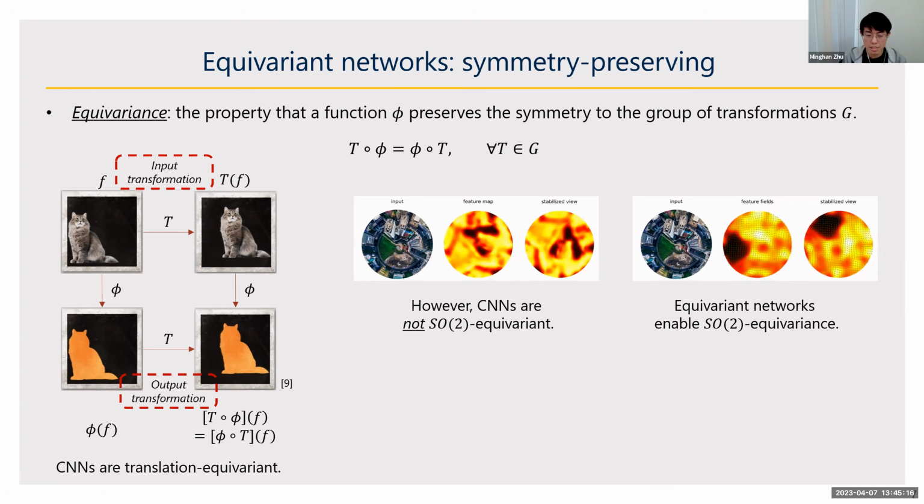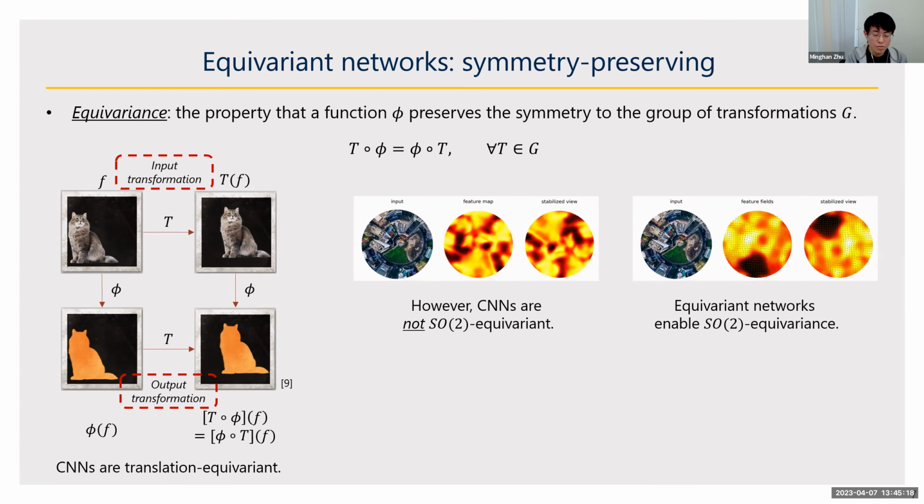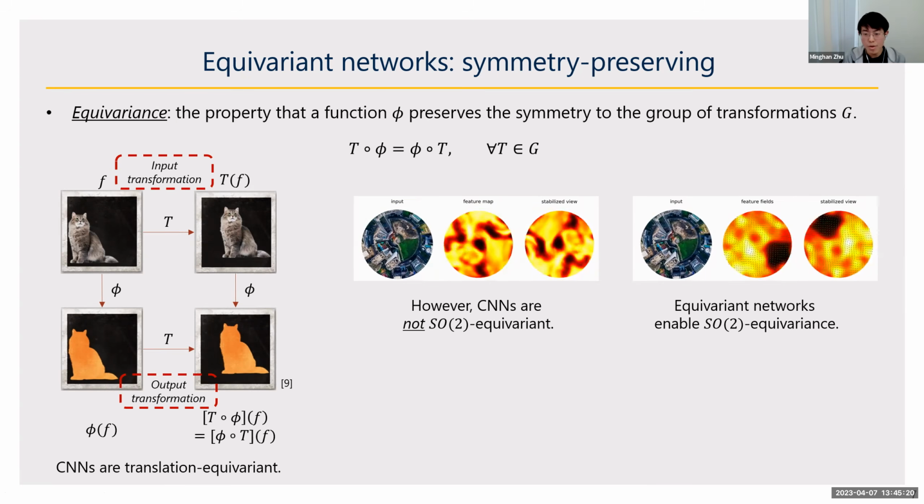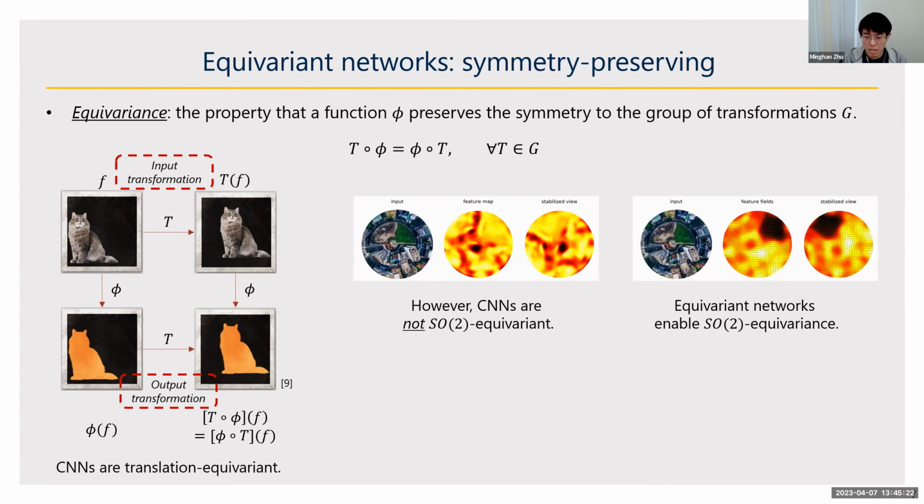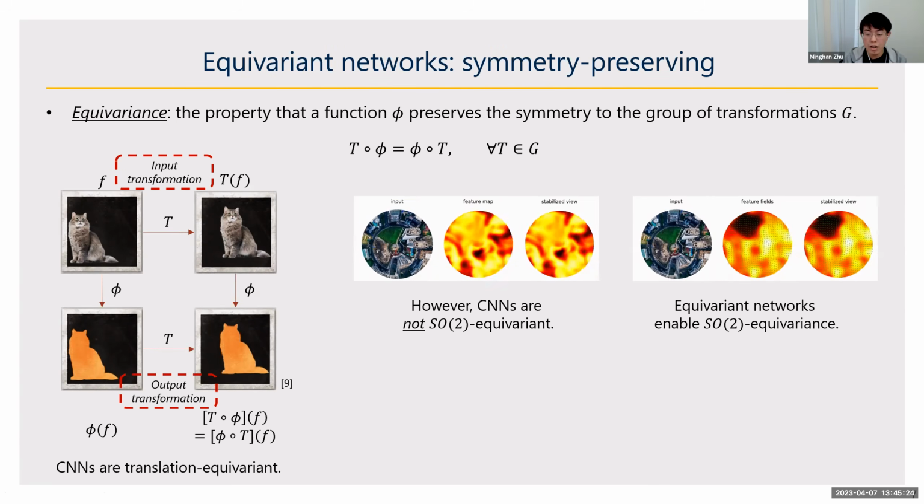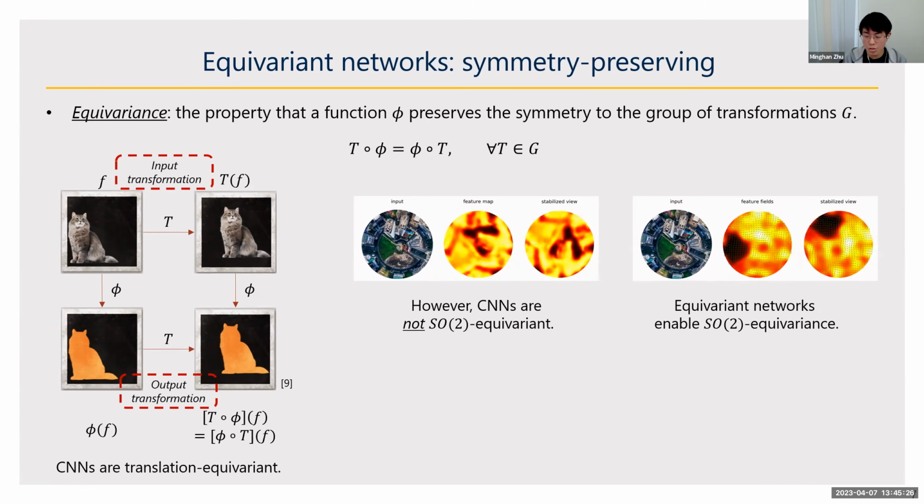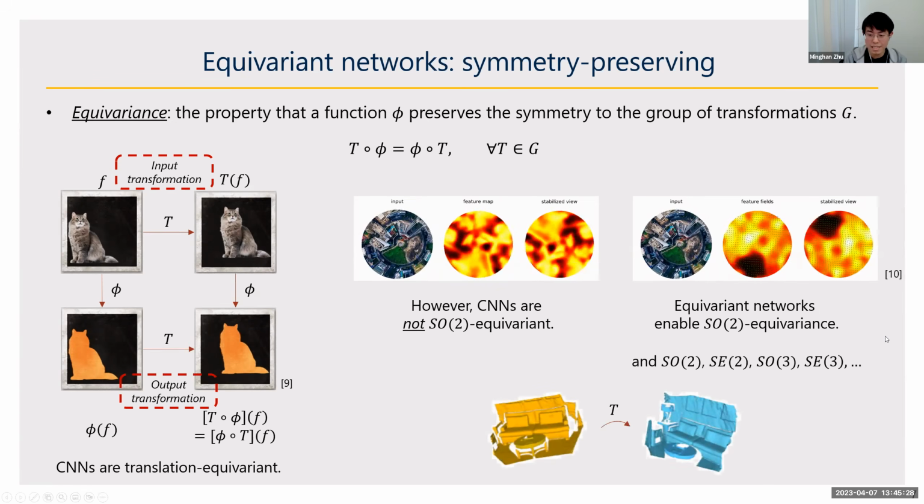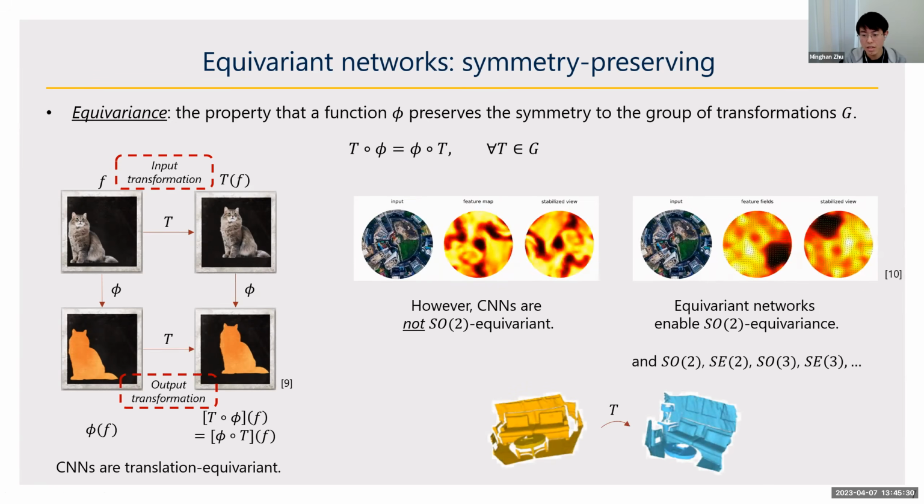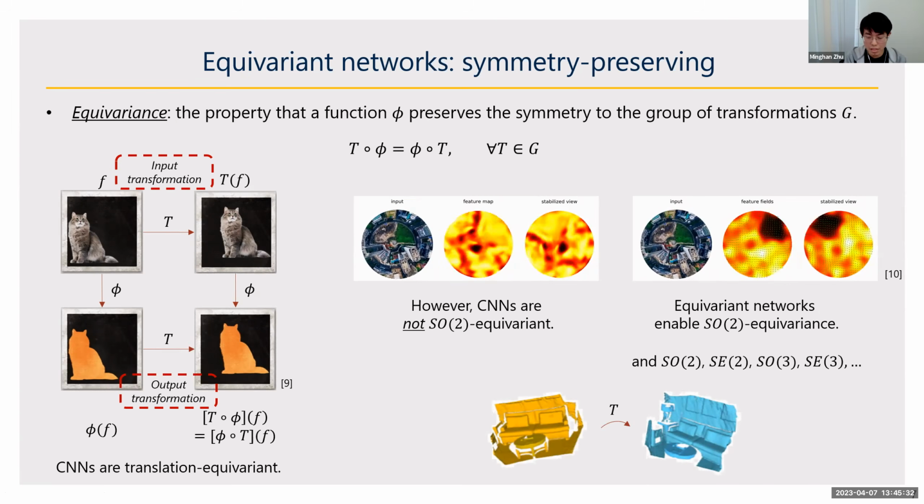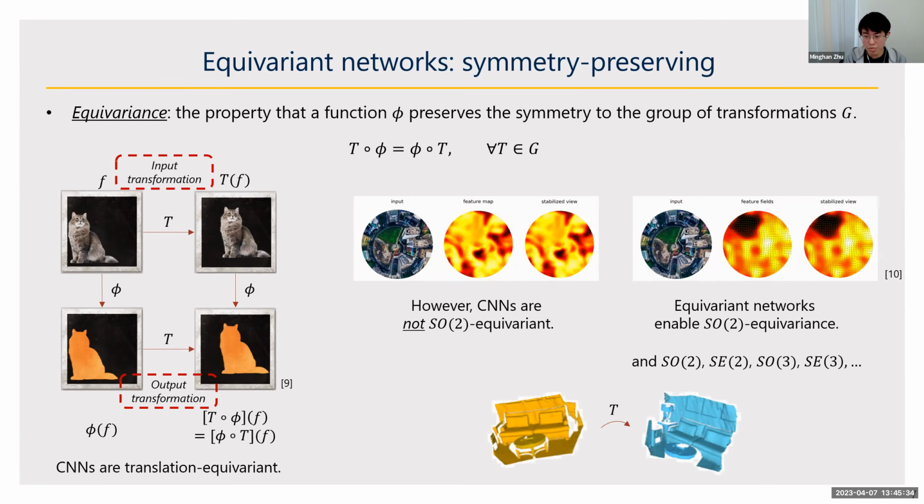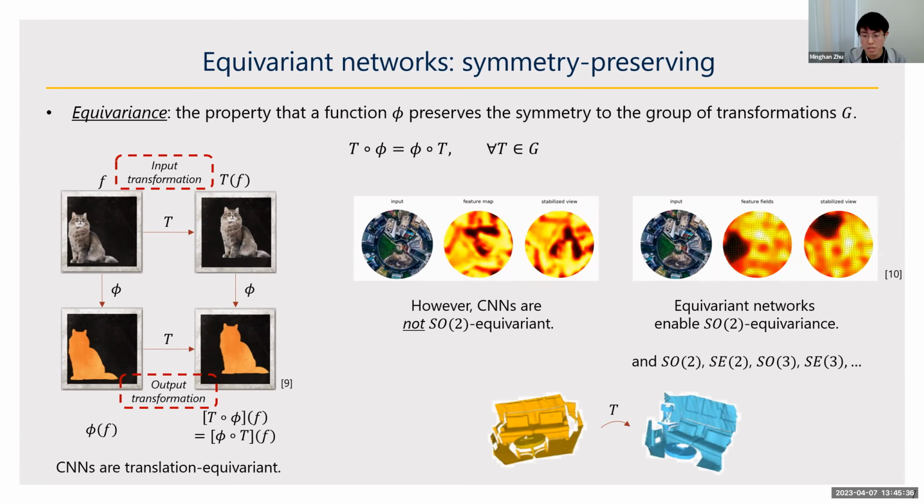Equivariant networks extend the idea of translational equivariance to more general transformations. And of course, it can go beyond SO2 equivariance. It can go to SE2, SO3, or SE3. And we know that they correspond to the 2D rigid body transformation and 3D rotation and rigid body transformations.